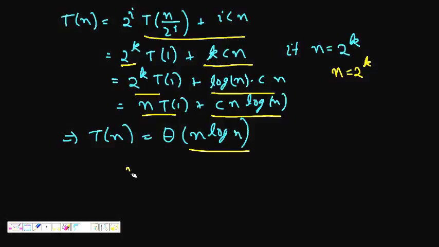So as it is known, merge sort is theta of n log n.